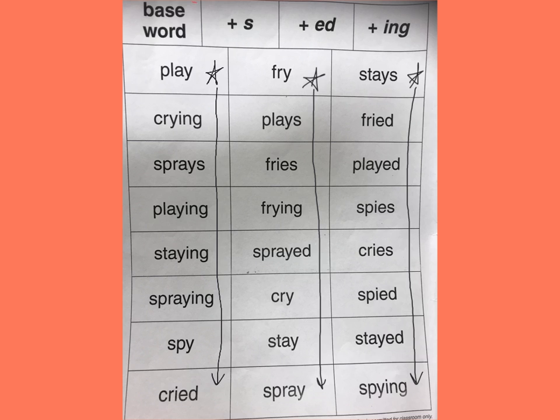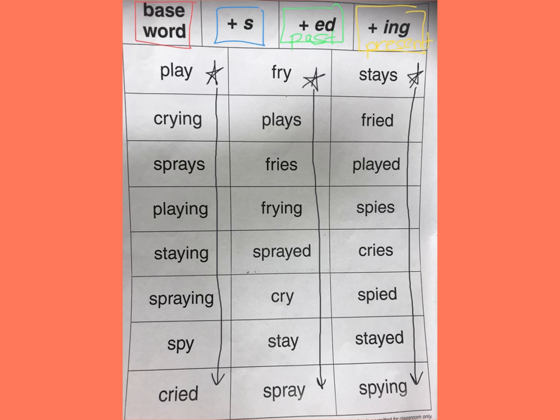So you're going to see base words this week, and then you're going to see them again when they have an S added, when they have an ed added. Ed is normally talking about words in the past or putting words in the past. And then ing is typically when we're talking about words that are in the present, like it's happening right now.